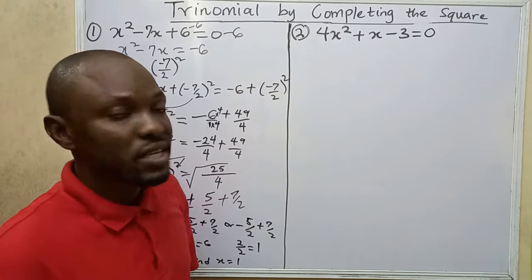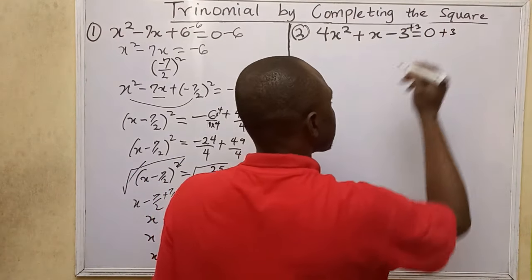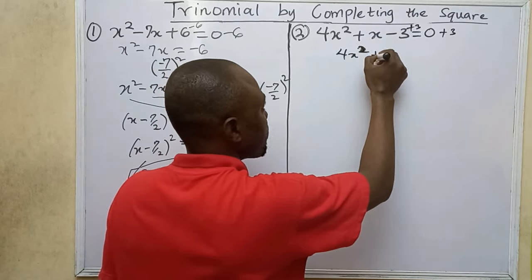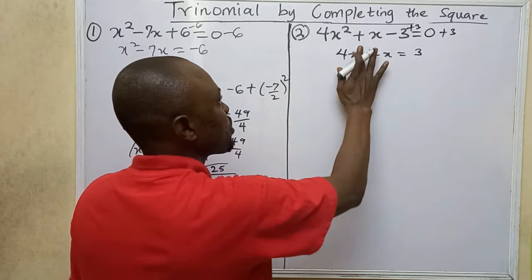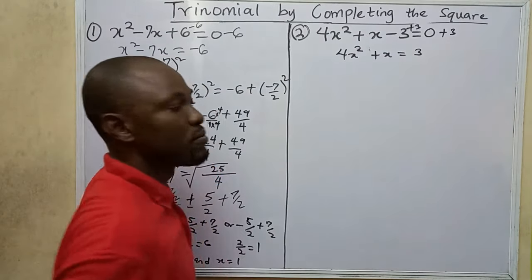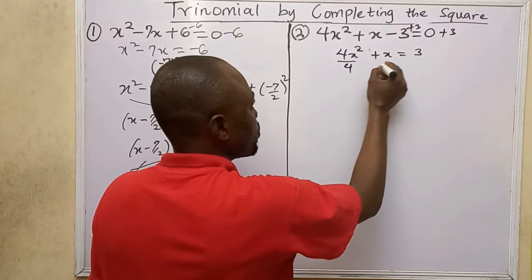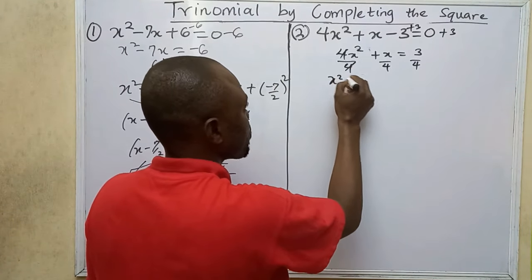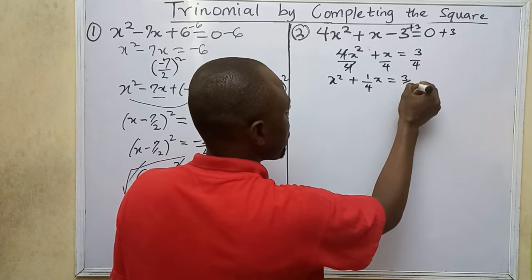Now for this, the first step is to add 3 to both sides of the equation. Now my new expression becomes 4x squared plus x equals 3. Now this has a leading coefficient of 4, a number greater than 1. So I can divide through by 4. 4 cancels 4. So x squared plus 1/4 x equals 3/4.